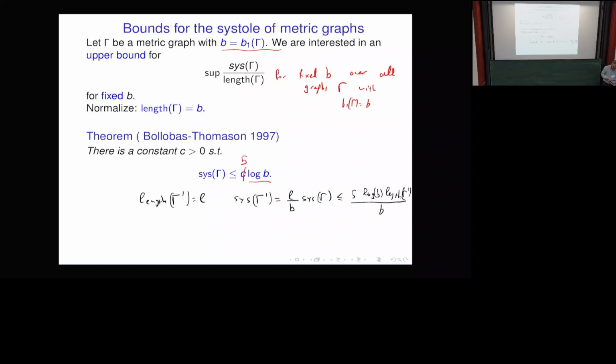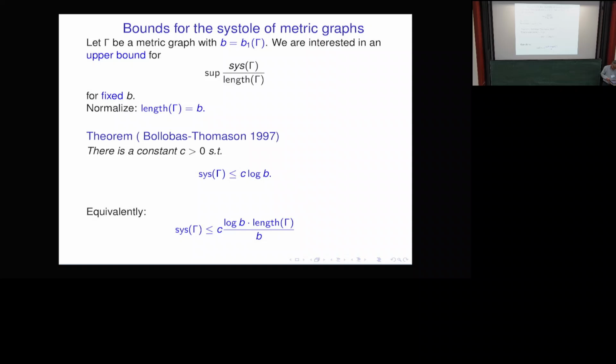Okay, so I can rewrite the same formula without any assumption on the length, right? So this is equivalent. The systole of gamma is less than this. And again, the point is that as the topology gets more complicated, I get a smaller systole. So this tends to 0 as B goes to infinity. Right? That's the point of this theorem.